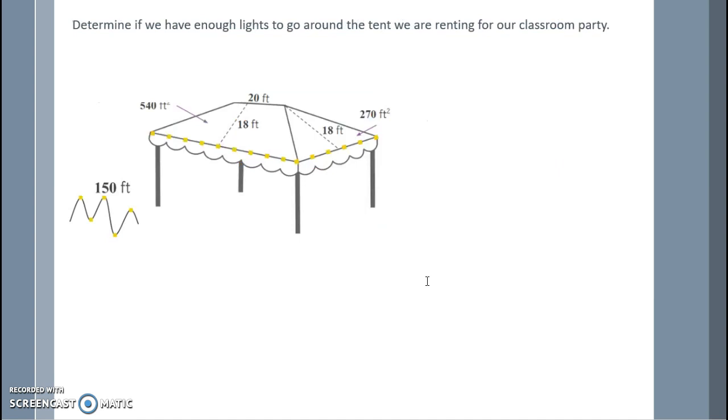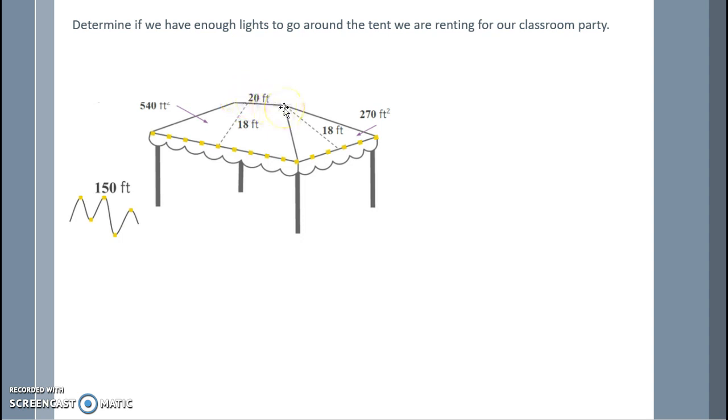Determine if we have enough lights to go around the tent that we are renting for our classroom party. So we need to know the perimeter of this rectangle. In order to do that, we need to know the length of the long side and the length of the short side. If you notice here, we have a large trapezoid, and we know how to find the area of a trapezoid. We just went over the formula. It tells us that the total area is 540 feet squared.